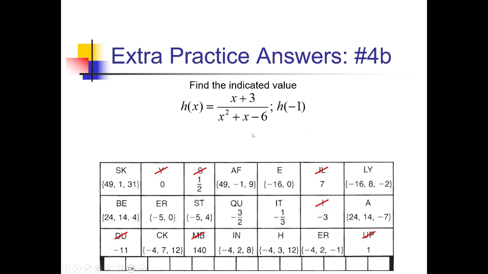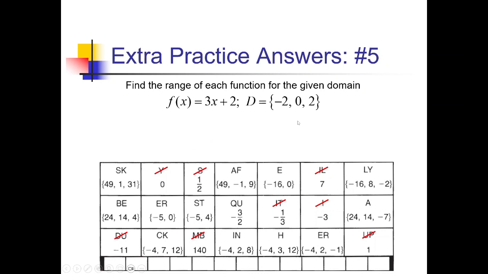Now we're taking that fractional function and plugging in negative 1. So negative 1 plus 3 over negative 1 squared plus negative 1 minus 6. Negative 1 plus 3 is 2. We have negative 1 squared is 1, plus negative 1 is 0, and 0 minus 6 is just negative 6. 2 over negative 6 can be reduced to negative 1/3, and negative 1/3 is right here, that's it, that's gone.